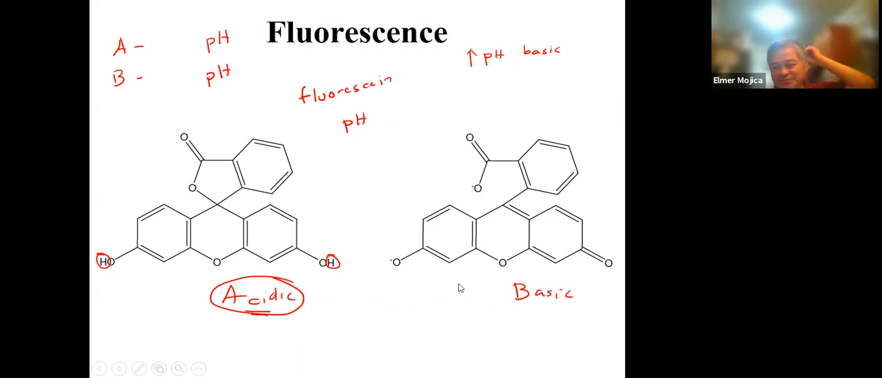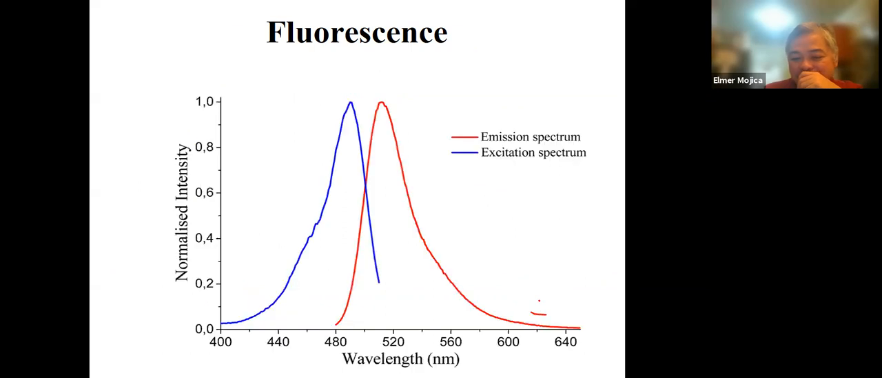So, which do you think is more fluorescent here? The A or the B? Which is fluorescent here? Because this is what we call a structure wherein, based on the change in pH, your material becomes more fluorescent. So the B is the one that is more fluorescent.